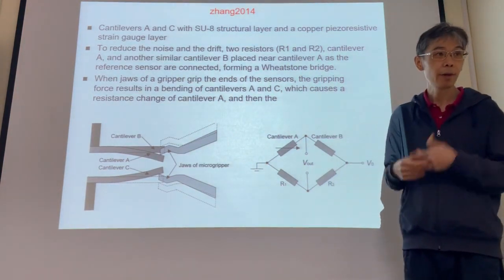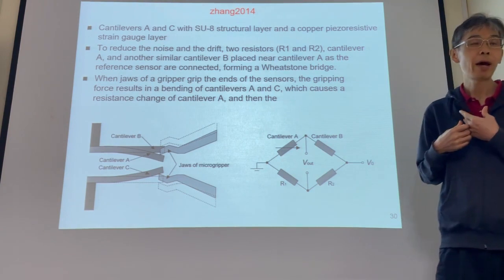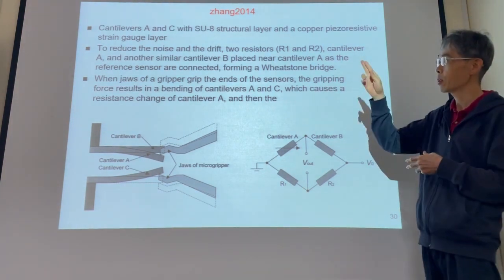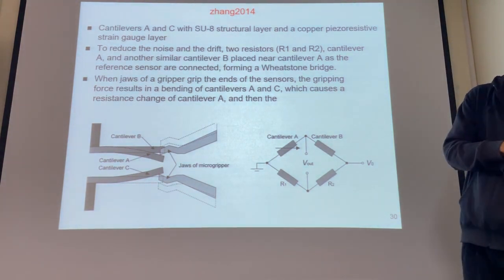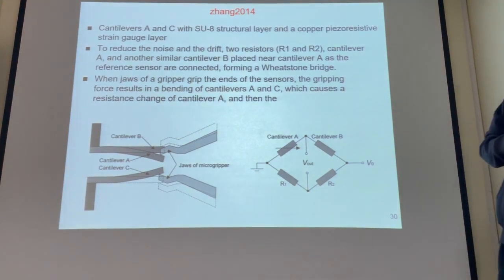Dick, am I right? BPAP. Okay, BPAP, could you read the first point? Cantilevers A and C with SU8 structural layer and a copper piezoresistor strain gauge sensor.